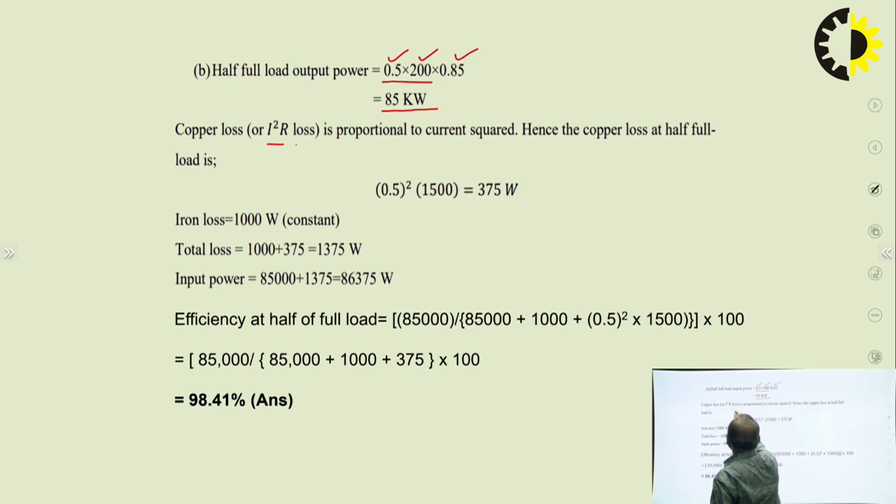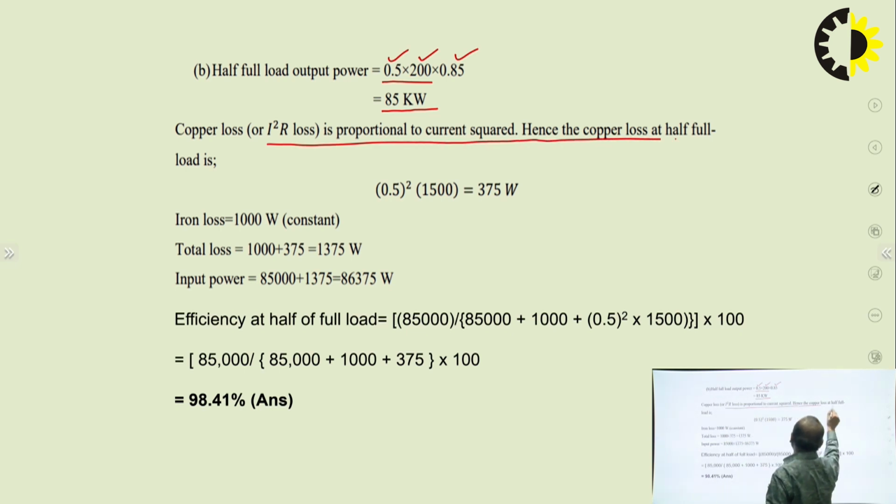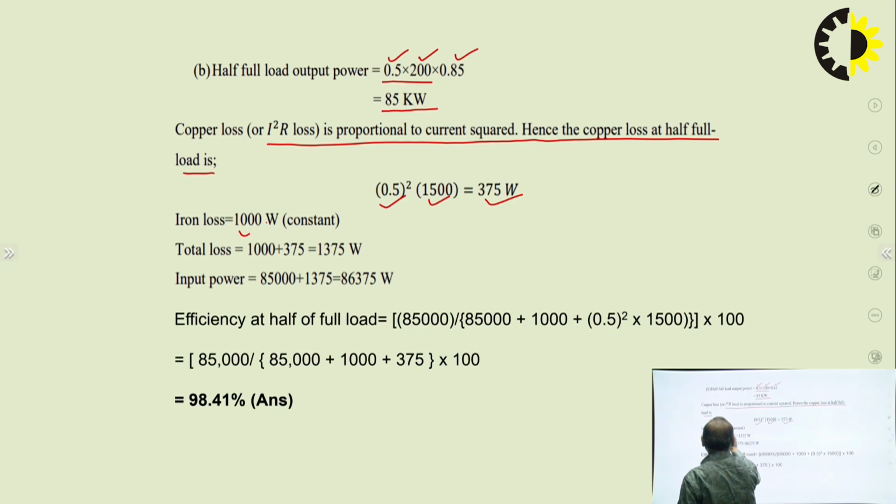Copper losses are proportional to square of current. So copper losses at half of full load becomes 1 by 4 times or 0.5 square times of full load copper loss, that is 1500 watt. So this becomes 375 watt. Iron losses are constant, so they remain 1000 watt. So total losses becomes 1000 plus 375, that is 1375 watt. Input power is output power plus losses, that is 85,000 watt plus 1375 watt. So this is 86,375 watt.